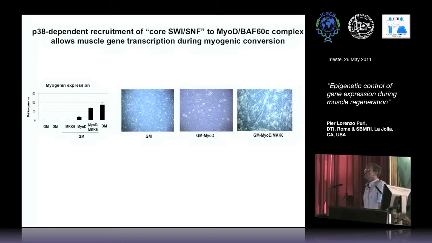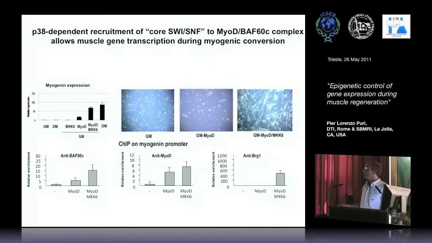However, if we induce differentiation by activating the P38 pathway with the upstream kinase MKK6, as you can see, MyoD becomes able to induce muscle gene expression and myotube formation. And this is paralleled by the activation of myogenin. So when we did the chromatin immunoprecipitation in these conditions on the myogenin promoter, in the absence of P38, we could observe BAF60C and MyoD on the myogenin promoter, but not BRG1. And as soon as the P38 pathway was activated, we could find BAF60C, MyoD, and BRG1.